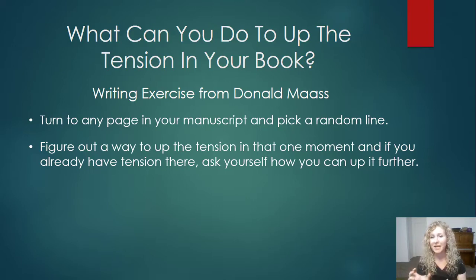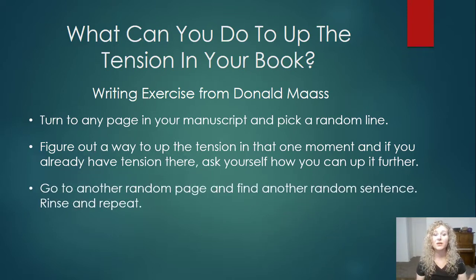So it could be a random line. If you need to take the whole paragraph and figure out how to make that particular moment in the book more interesting, filled with more tension, filled with more conflict, whatever you need to do, then do it. That will be a cool, fun exercise for you to do. Then go to another random page and find another random sentence and rinse, repeat, okay?